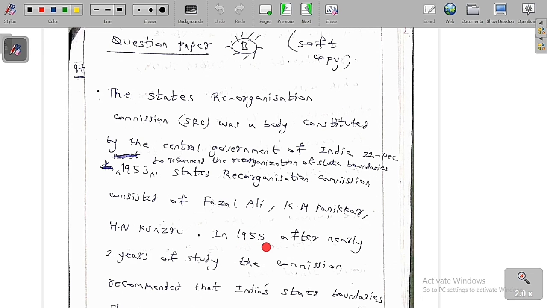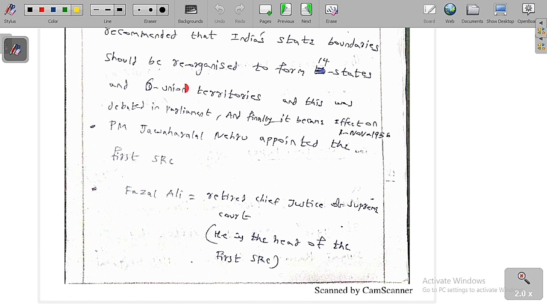So in 1955, after nearly 2 years of study, the commission recommended that India's state boundaries should be reorganized to form 14 states and 6 union territories at that time. This was debated in the parliament and finally it came into effect on the 1st November 1956. So PM Jawaharlal Nehru appointed the first SRC. Jawaharlal Nehru was the PM at the time, so he appointed this first SRC.